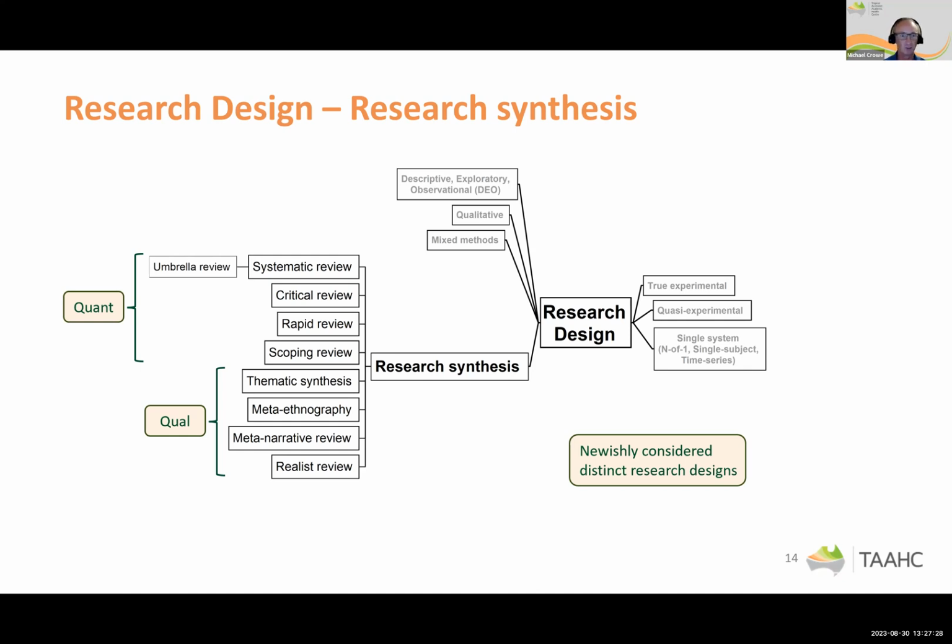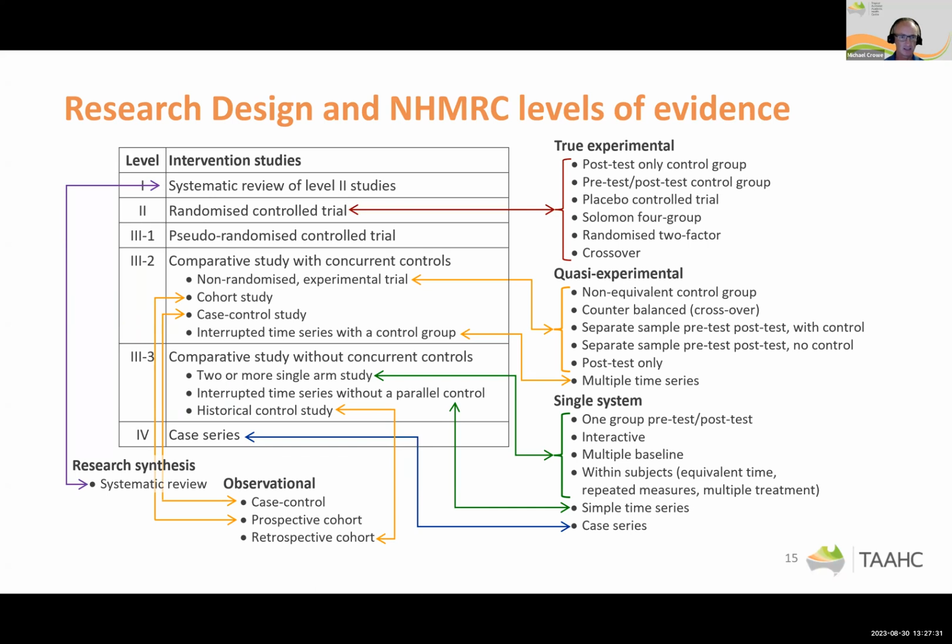So that's that one. And then lastly, because this gets asked a little bit, how does this whole idea of research designs that I've shown fit into the NHMRC levels of evidence and what NHMRC are looking for? So a systematic review of level 2 studies or randomized controlled trials is a systematic review. Randomized controlled trials, as I've said already, are all the true experimental studies. Quasi-experimental studies are what NHMRC call non-randomized experimental trials.